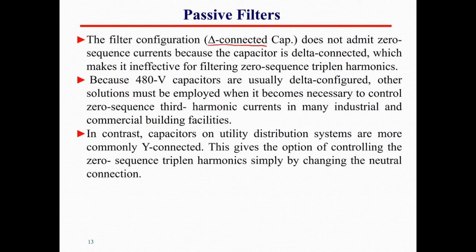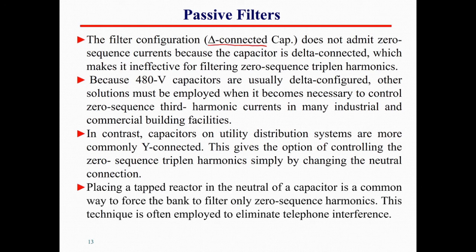In contrast, capacitors in utility distribution systems are more commonly Y connected. This gives the option of controlling the zero sequence tripling harmonic simply by changing the neutral connection. So of course, if the capacitor bank is not Y connected, it will not get rid of the third harmonic. In that case, it has to be reconnected from delta to Y.